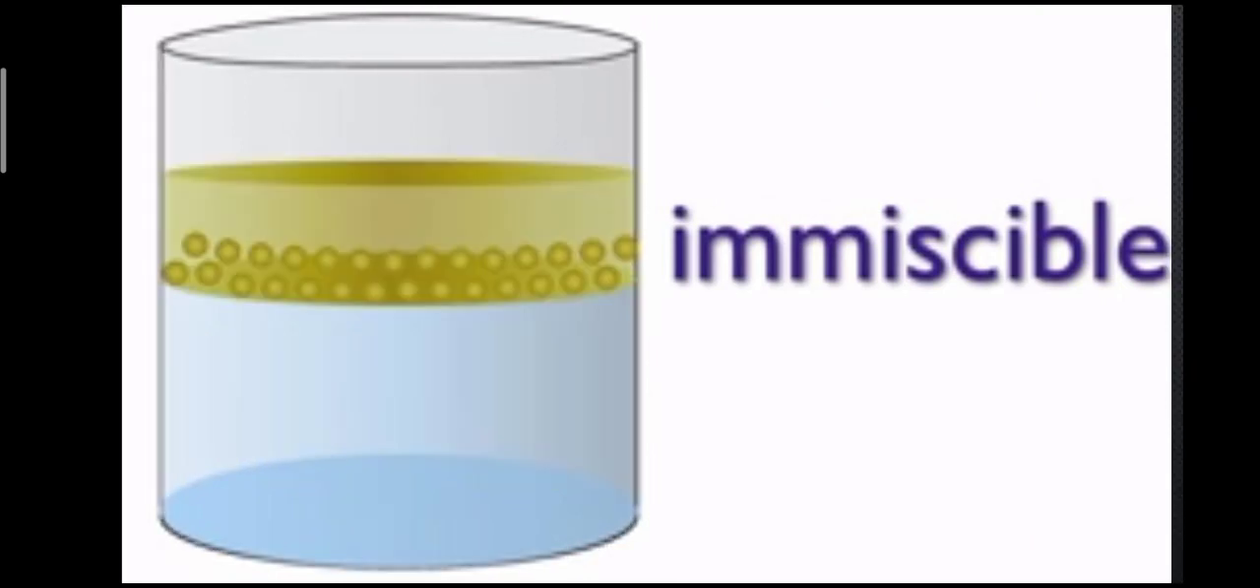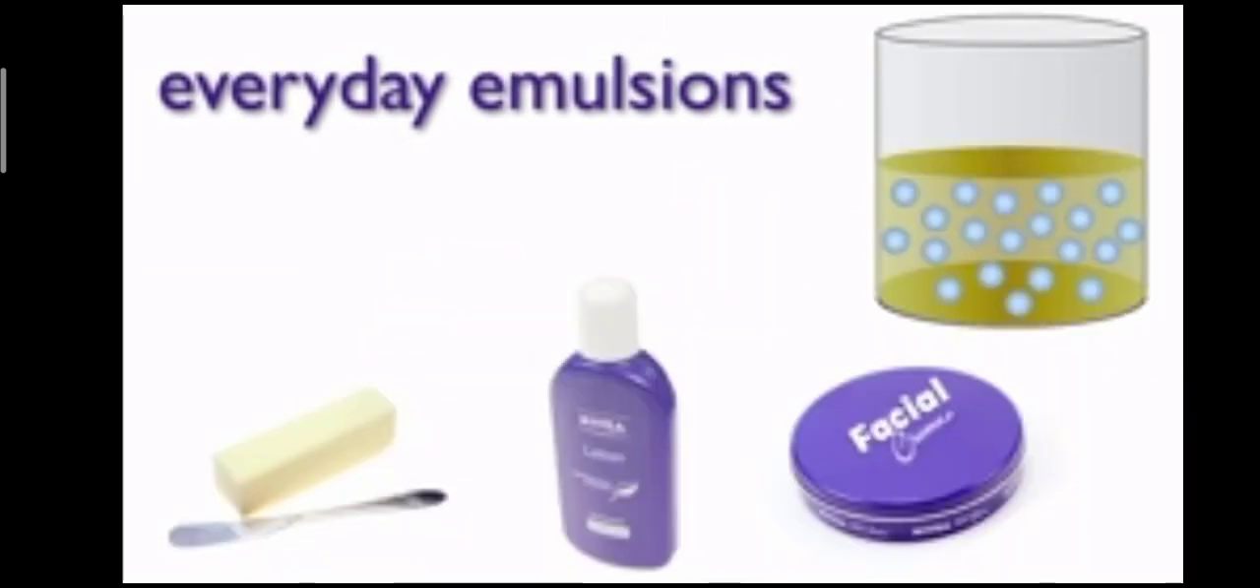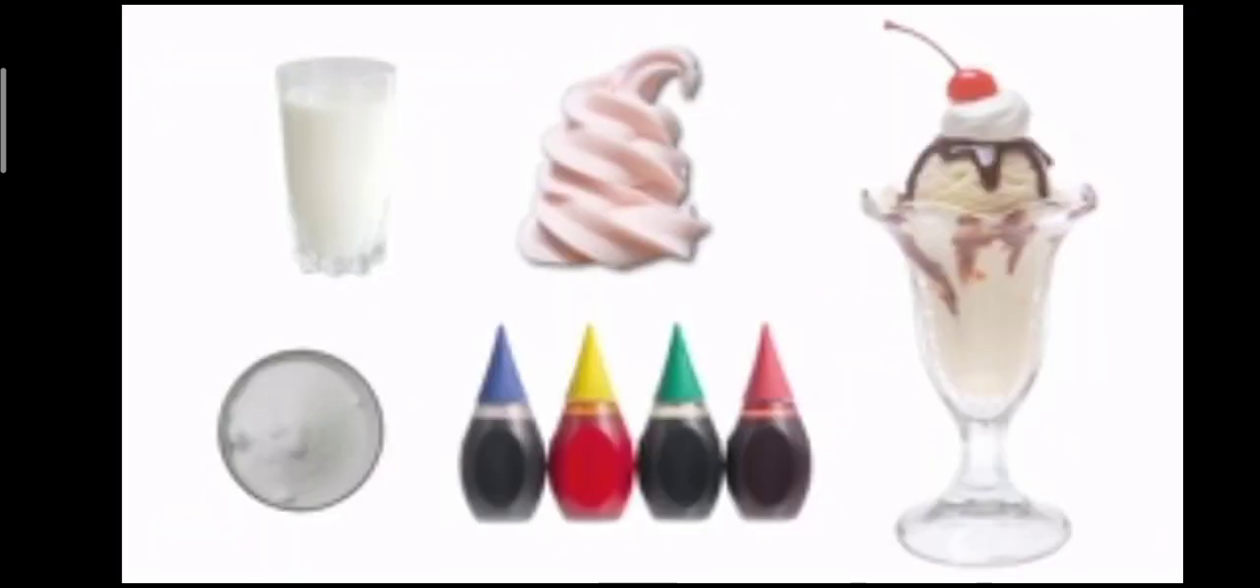Everyday emulsions include milk, mayonnaise, ice cream, and paint. These emulsions are mostly oil droplets in water. Emulsion can also exist as water droplets in oil. Real life examples include lotions and facial creams. The world's most popular emulsion is without a doubt ice cream. The main ingredients are milk or cream and sugar along with flavoring and coloring components.